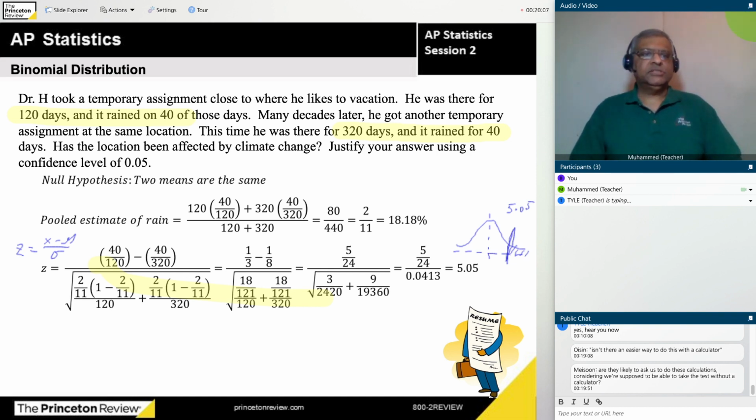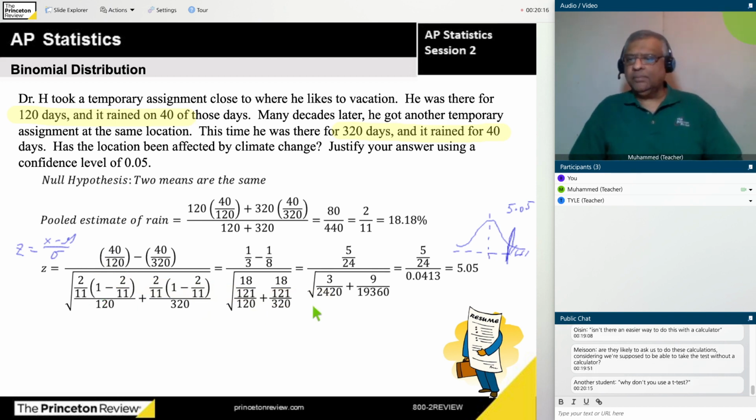Now, granted, the numbers that I have are harder numbers. They will cook up the numbers to make them easier. I would not use a t-test here because this is a binomial distribution.